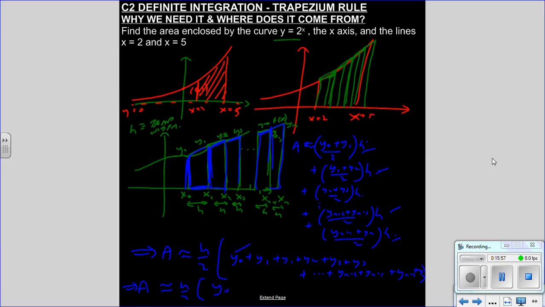Okay, and again, can we see how we can simplify this? Y naught comes up once. Yn comes up once. The others, though, come up twice. See?